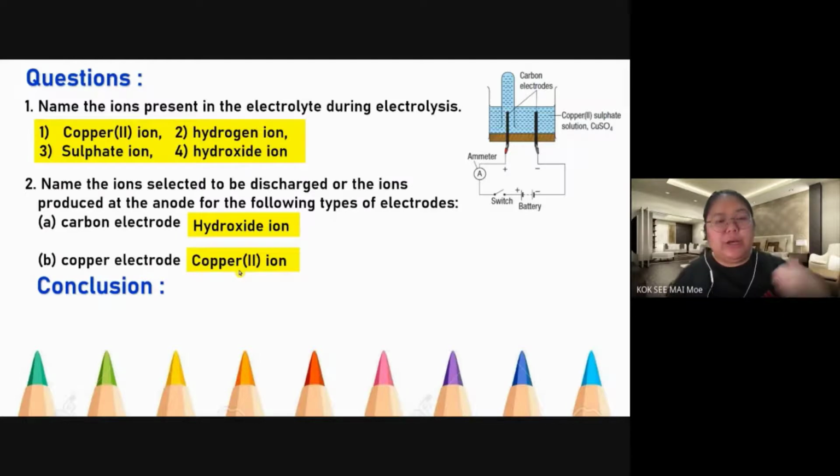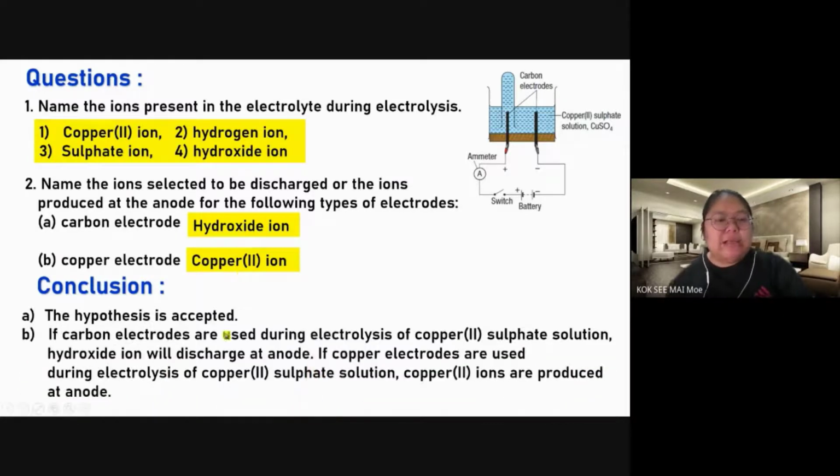Conclusion: the hypothesis is accepted. So the first one you need to write like this. Part B looks so long, but actually they copy from the hypothesis. You can refer back to the hypothesis and just copy from there. If carbon electrodes are used during the electrolysis of copper 2 sulfate solution, hydroxide ions will discharge at the anode.